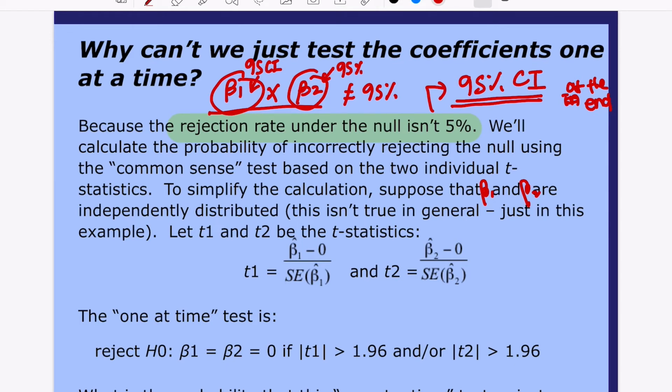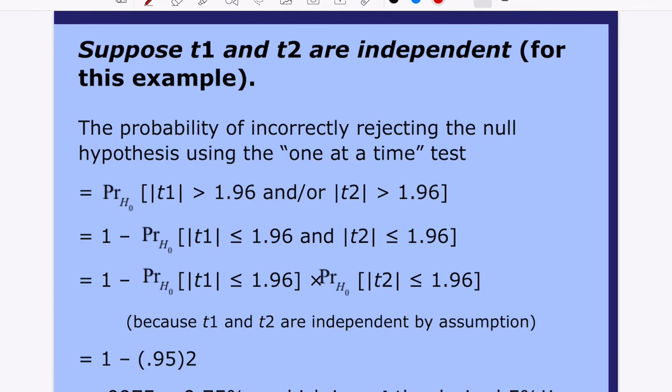So let T1 and T2 be the t-statistics of beta 1 hat and beta 2 hat, right? We can do the hypothesis test for both and reject the null hypothesis of 0 separately if the t-statistic is greater than the critical value. Right? But what is the probability when testing one at a time? It's 5%. And if we do it two times, the value won't be 95. So let's look at it mathematically.